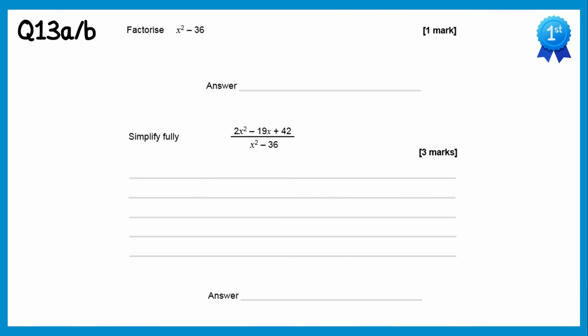For this question, we need to factorise, which means to put into brackets. We have a quadratic here, so we're going to need 2 brackets. Notice the 36 at the end is a square number. This is an indicator we need to do the difference of 2 squares. The square root of 36 is 6, so this would factorise to x plus 6 and x minus 6.